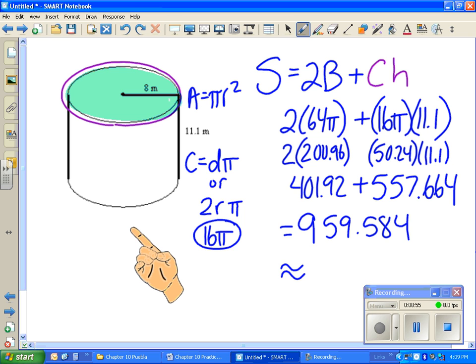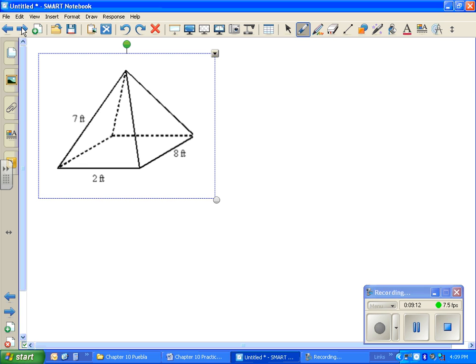So rounding it, it's going to be about, what would you say, round up, right? Because it's 0.58, round it up. Round to the nearest whole unit, so that's 960. Okay? All right, moving on. Remember, pause it if you need it, if you need the video.